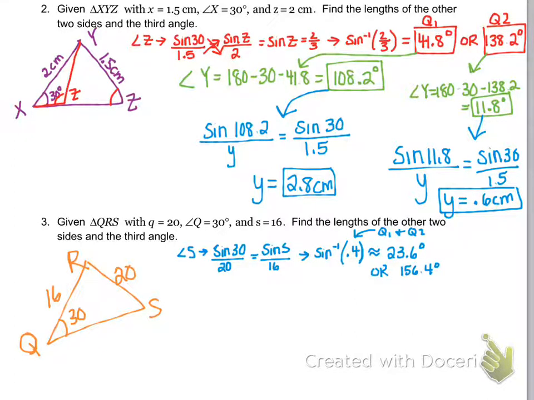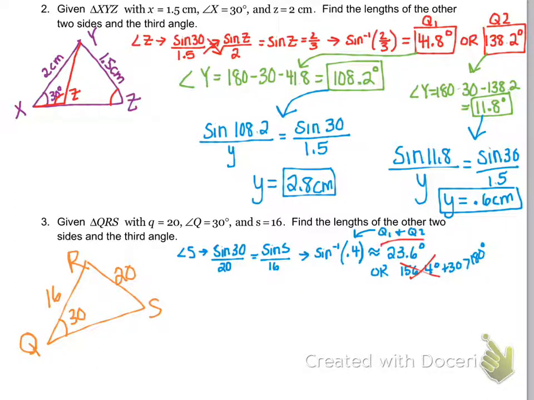However, this is where you have to check. 30, the angle that we know we have, plus 23 is definitely less than 180. However, 156 plus 30 is greater than 180. So this is why I say there's always two, but that doesn't mean the two have to follow through. They don't always work. So this is where we can find two angles, but one of them doesn't work. So we're going to be left with just one solution.